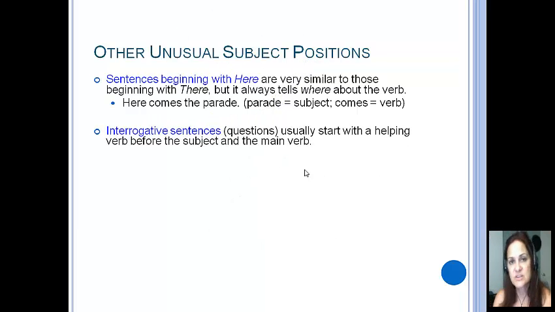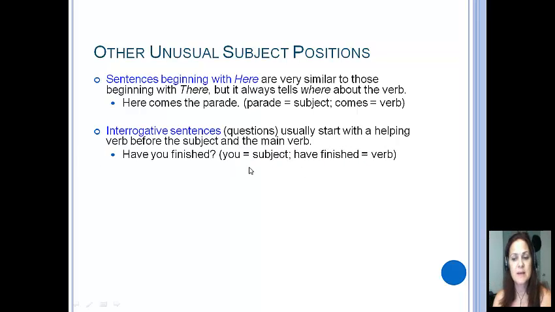Another is an interrogative sentence, which usually starts with a helping verb followed by the subject and then the main verb. So, example, have you finished? Have finished is my verb, so I would say who has finished, and it would be you as my subject. And if we look at the nature of the question, we have your helping verb, your subject, your main verb.